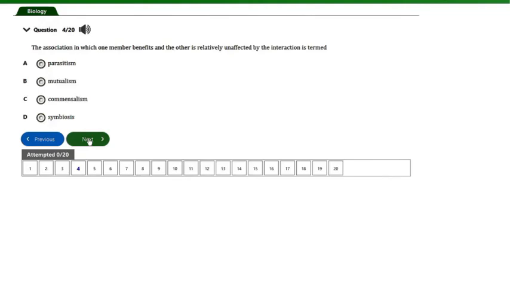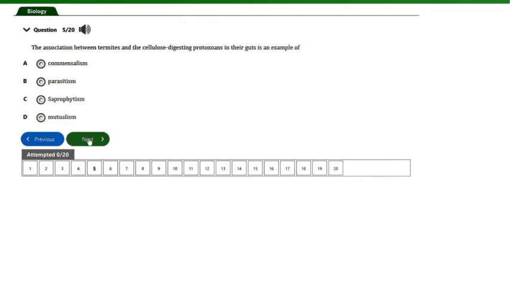The question says, the association in which one member benefits and the other is relatively unaffected by the interaction is termed A. Parasitism, B. Mutualism, C. Commensalism, D. Symbiosis. So guys, the answer to this question is commensalism. In commensalism, one member actually benefits from the relationship, whereas the other is actually unaffected or unharmed. So guys, let's look at the next question.